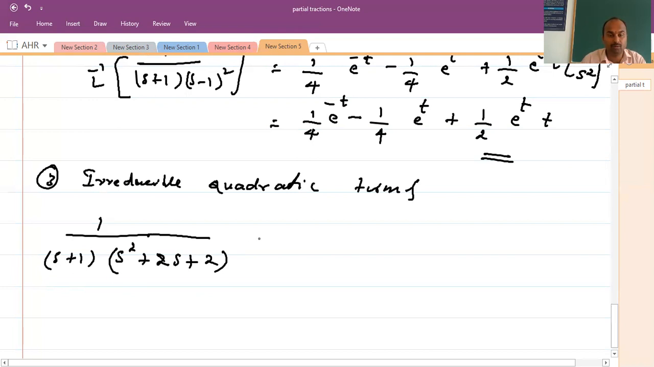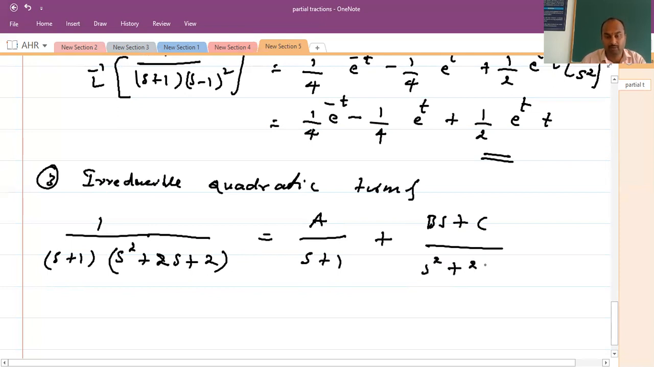Therefore, what we have to do is write a. A is a linear term, so a by s plus 1. For the second term, because you cannot factorize this one, I'll write bs plus c by s square plus 2s plus 2. So by finding the constants a, b, c and by making use of completing the square for this term, we are able to find the inverse Laplace of this. Thank you.